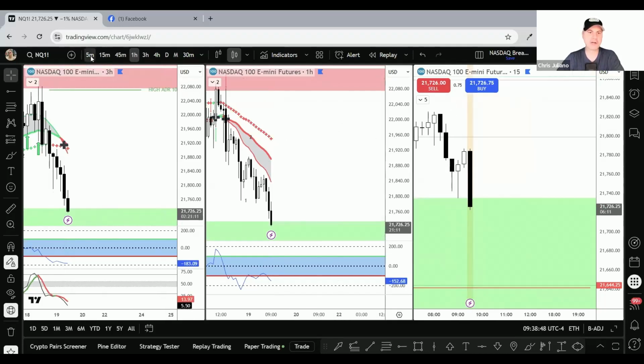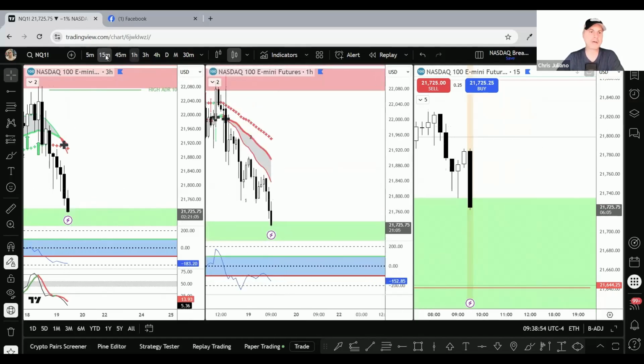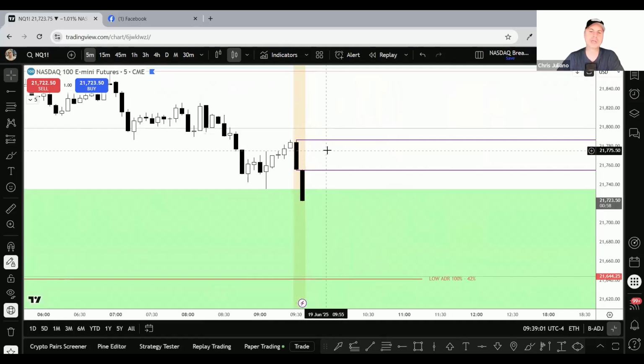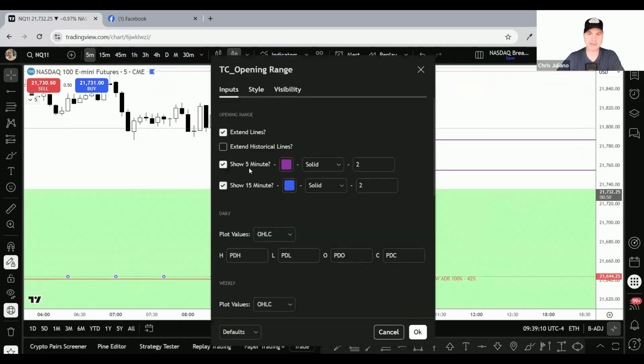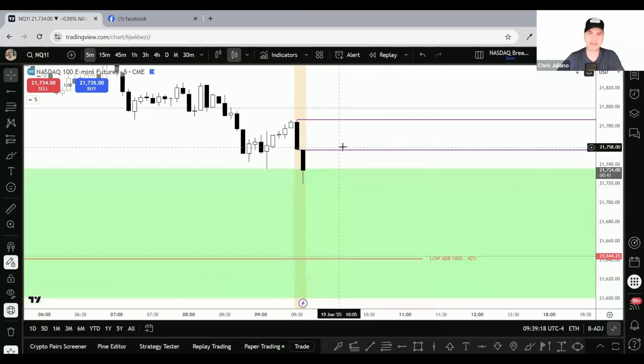Let's go to the 5-minute chart and see. Okay, so we've broken through the 5-minute opening range. Let me make sure I have both of those on there. I really like having the option for the 5-minute and 15-minute opening range. And there we go. So this might be a really nice entry point.